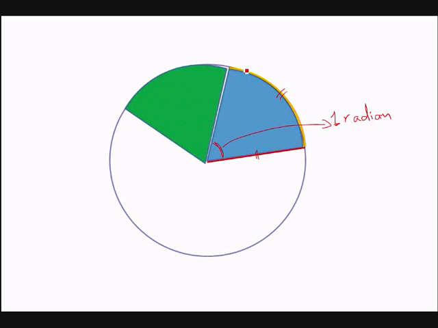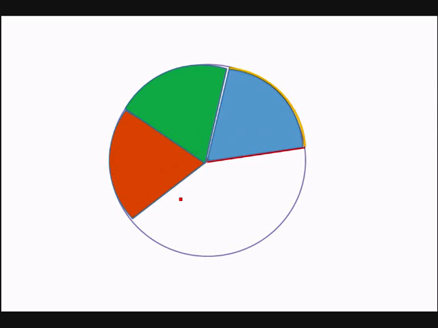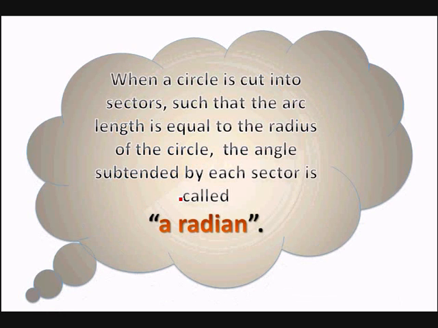I can have more sectors like this. Each sector has angle 1 radian. The radian is the angle when the sector has the arc length equal to the radius. So what is a radian? When a circle is cut into sectors such that the arc length is equal to the radius of the circle, the angle subtended by each sector is called a radian.